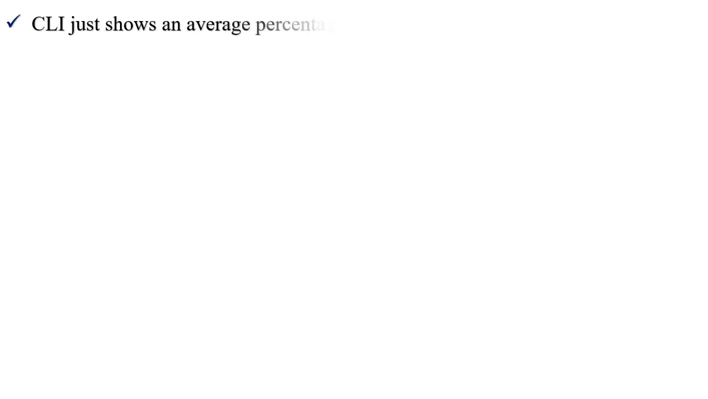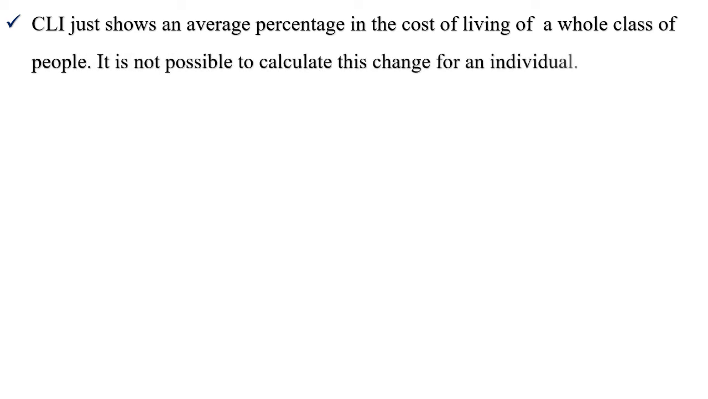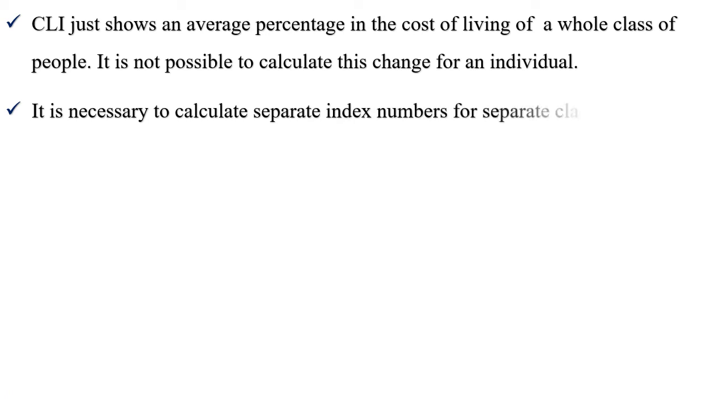CLI just shows an average percentage change in the cost of living of a whole class of people. That means it is not possible to calculate this change for an individual. It is just an average of the whole class. We can't say for sure that each and every person belonging to the same class has the same situation. It is necessary to calculate separate index numbers for separate classes of people for separate regions. So each region and each class of people needs a different index number.